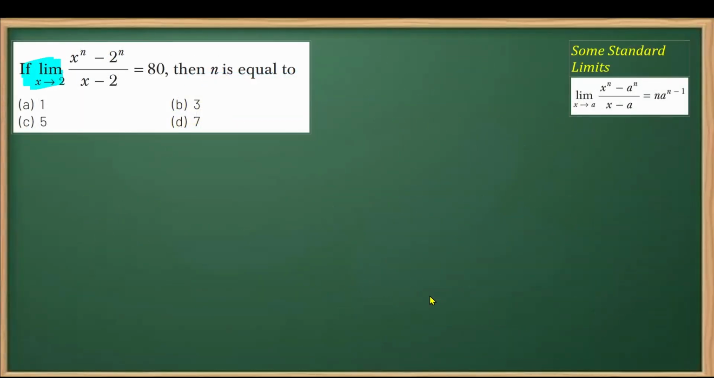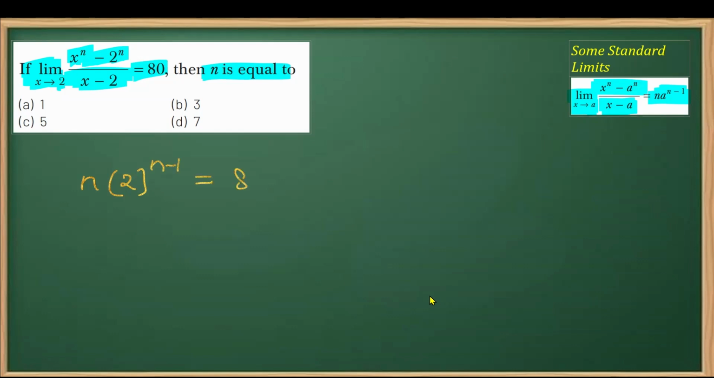So the question here is, if limit x tends to 2, x raised to the power n minus 2 raised to the power n over x minus 2 is equal to 80, then we have to get n. Here we'll be applying the standard limit: limit x tends to a, x raised to the power n minus a raised to the power n over x minus a is n x raised to the power n minus 1. So this is what I'm going to apply here. What is n? n is n here, and what is a? a is 2, that raised to the power n minus 1, which is equal to 80.